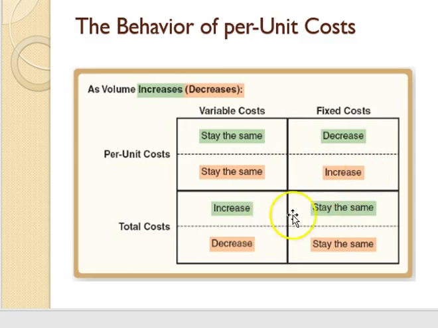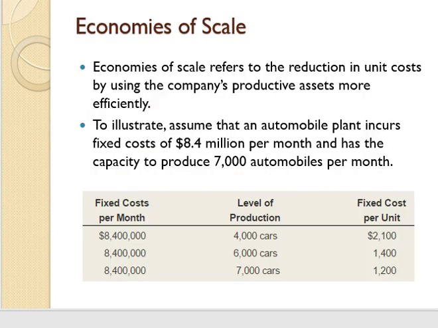So, like I said, the total fixed cost stays the same, but the fixed cost per use decreases the more I'm using it. So make sure you understand that concept. And you'll see it here with the concept of economies of scale. Economies of scale refers to the reduction in unit cost by using the company's productive assets more efficiently.